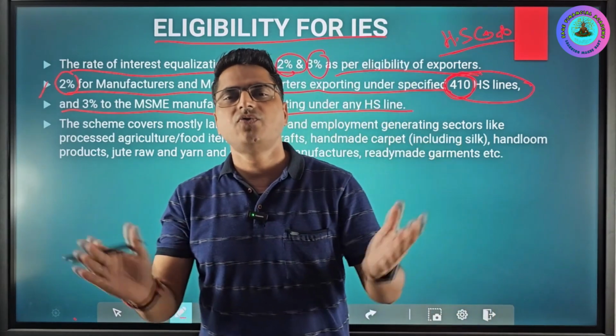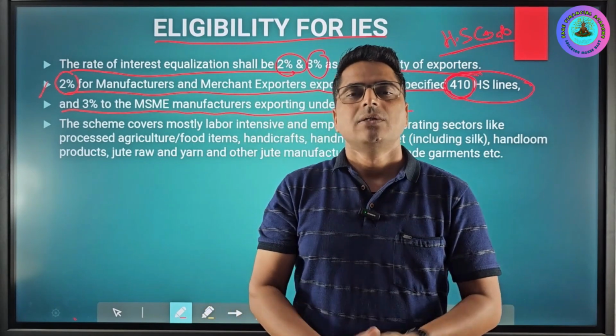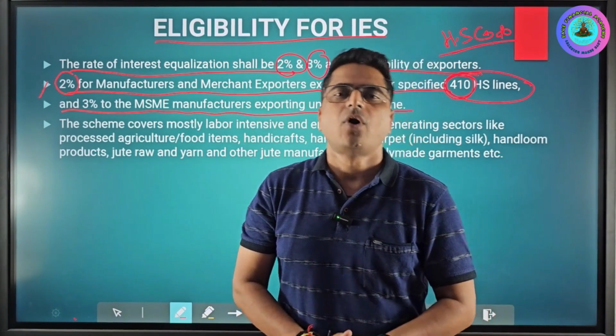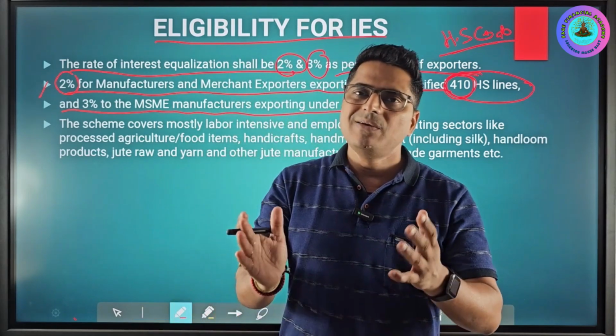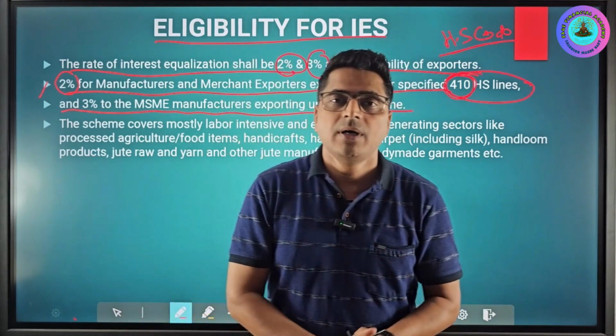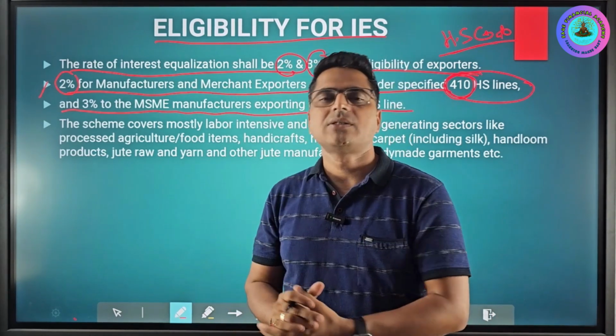Means any goods, if you are procuring or manufacturing, you are eligible to get 3% subvention from RBI, and you can request your bank to reimburse that if you have certain documentation and registration. We will also discuss that.